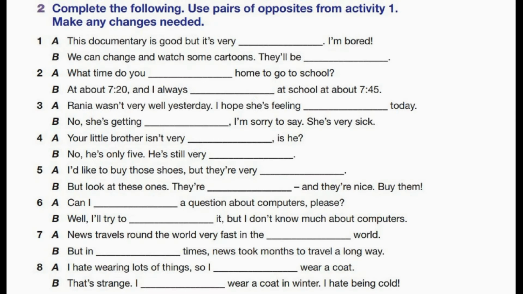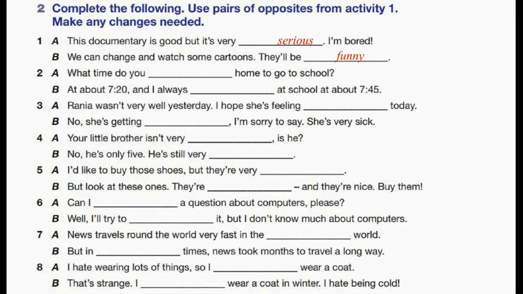2. Complete the following. Use pairs of opposites from activity 1. Make any changes needed. 1. A. This documentary is good, but it's very serious. I'm bored. B. We can change and watch some cartoons. They'll be funny. 2. A. What time do you leave home to go to school? B. At about 7:20, and I always arrive at school at about 7:45.